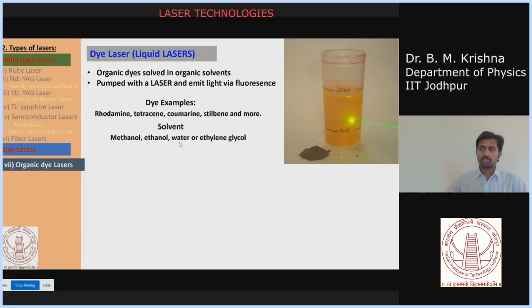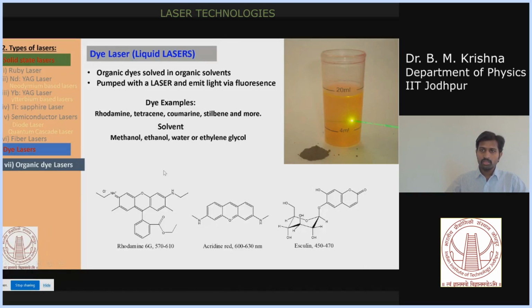So ethanol, water, ethylene glycol, there are different solvents available. You have polar solvents and non-polar solvents. You choose accordingly, the solvent where the dye is easily soluble. Now, these dyes are organic molecules. Generally chemists will synthesize different molecules, and out of these molecules, those which give high fluorescence are generally called dyes.